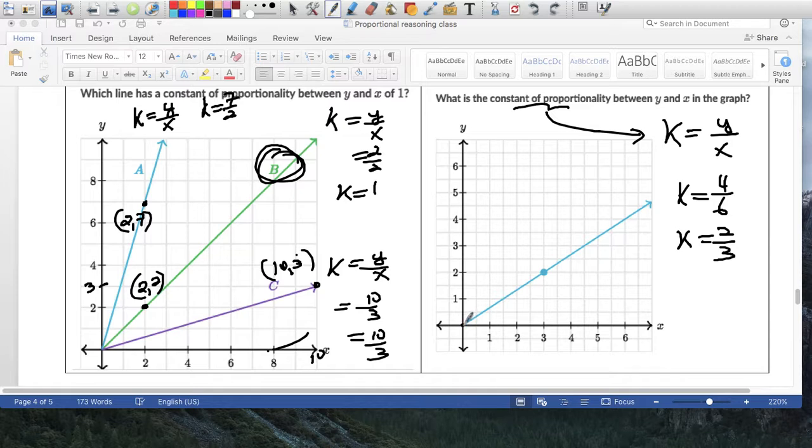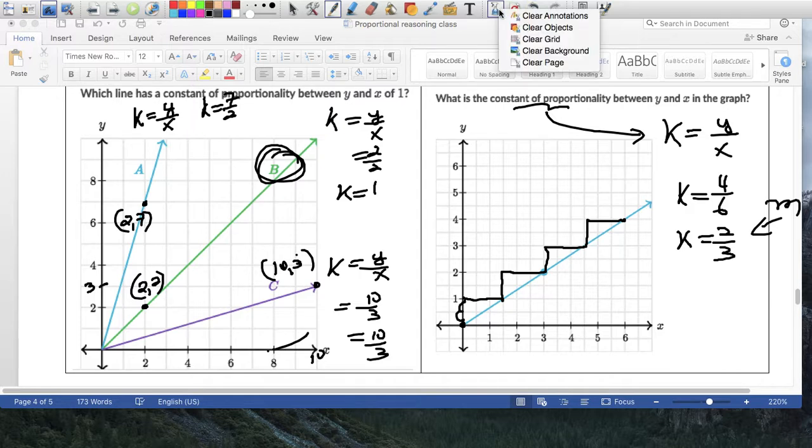Let's start here. If that was our slope, it means 2 up and 3 to the right. 2 up, 1, 2, 3 to the right. 2 up, 1, 2, 3 to the right. So that also is our slope. Okay.